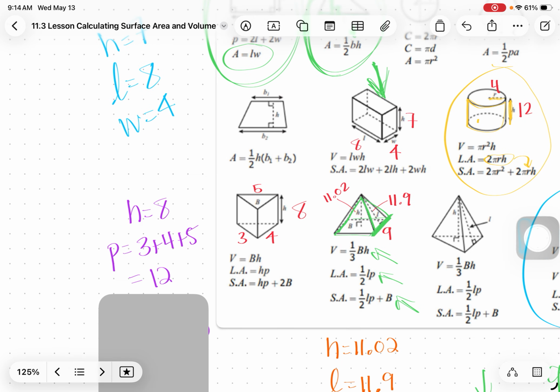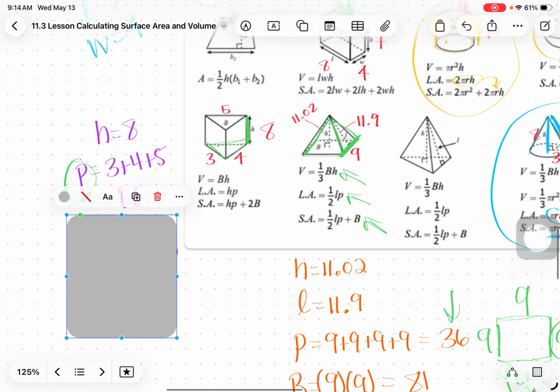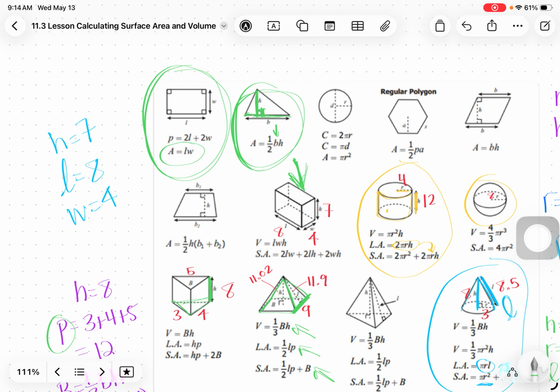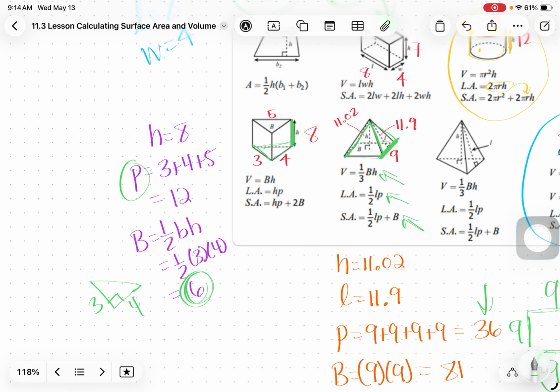And so there I've documented my height of the prism. I found the perimeter of my prism by doing 3 and 4 and 5 added together. And then I can find the area of my base, which is this triangle. I believe the way I have it set up is a right triangle. So I'm going to multiply 3 times 4 and then multiply by 1/2 from this formula up here to find the area of that triangular base to be 6.